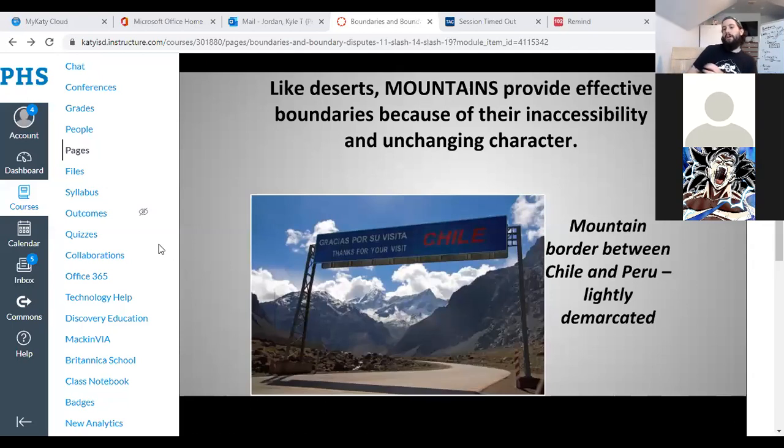Mountains, right? Inaccessible, hard to get over. They usually stop cultural diffusion or definitely slow it down a lot. So like this border between Chile and Peru, it's very lightly demarcated, right? They've just got a nice sign saying, hey, thanks for your visit. Welcome to Chile, all right? But at the same time, the reason they don't need to demarcate is because it's difficult to get over this border, right? They have to go through these specific mountain passes that are actually accessible by a vehicle. So they don't have to really worry about it that much, all right?